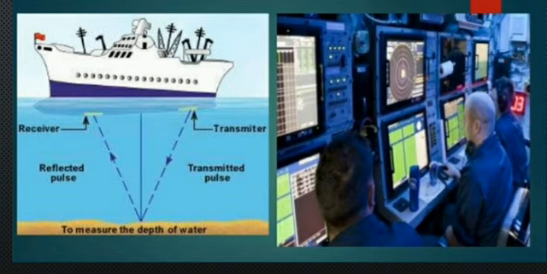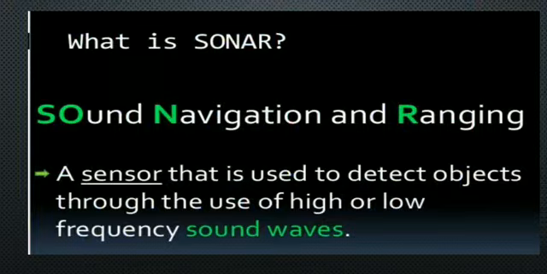Now, what is sonar? Sound navigation and ranging. Radar is radio detection and ranging, and sonar is sound navigation and ranging. It is a sensor used to detect objects through the use of high or low frequency sound waves. With the help of sound waves they measure or detect objects.